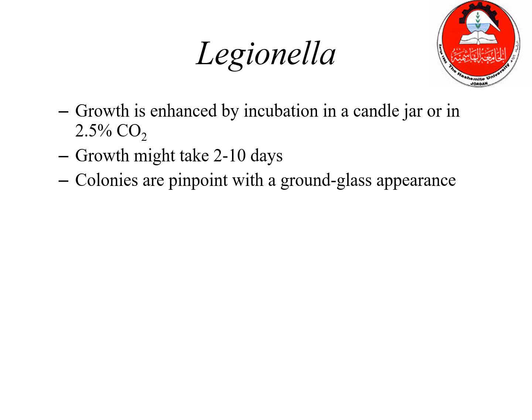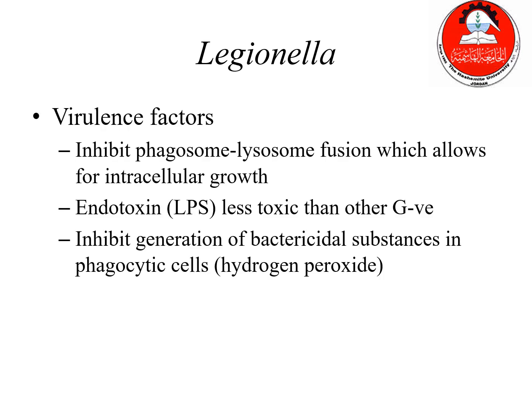Growth is enhanced in the presence of 2.5% CO2. The growth might take up to 10 days to be seen, and as we said, it has ground glass appearance colonies. The virulence factor for Legionella pneumophila is that it inhibits phagosome-lysosome fusion, which allows for intracellular growth. So it inhibits the fusion of the phagosome and lysosome, and as a result, it can survive within the phagosome.